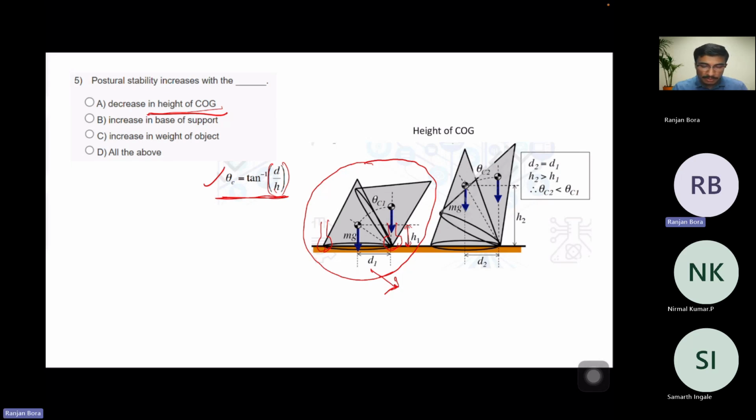Yes, the position of the COG is constant, but this is comparing with different.